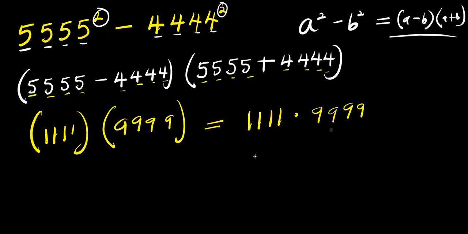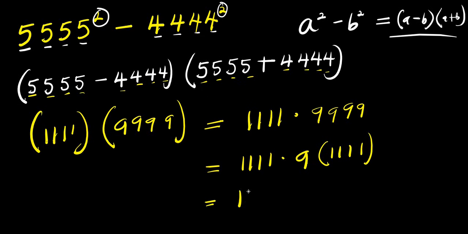Let's factor out the 9 from here, so this can give us 1 times, I factor out 9. This will be 9 divides 9, 1. So this gives us 1 times 9 times 1.